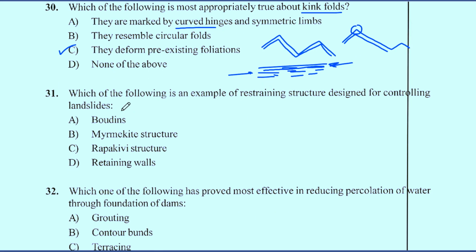The next question is, which of the following is an example of a restraining structure designed for controlling landslides? All these three, these two are related with igneous structures, and this is related to sedimentary deformation, meaning structural deformation, beddings. So one option is remaining, that is retaining walls.